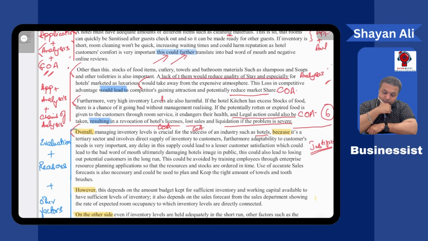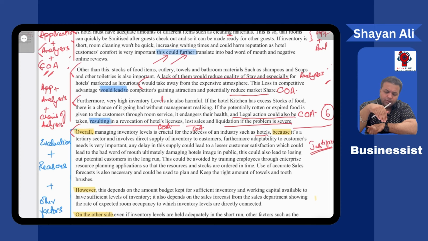This could also lead to losing out the potential customers in the long run. This could be avoided by training employees through enterprise resource planning so that the resources and the stocks are ordered in time. Use of the accurate sales forecast is also necessary and could be used to plan and keep the right amount of the towels and toothbrushes, etc.